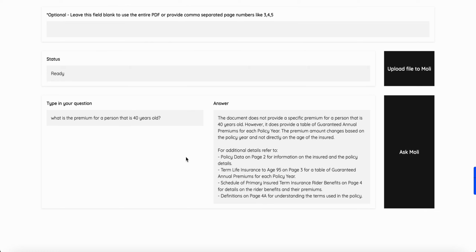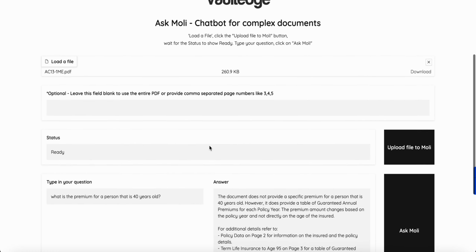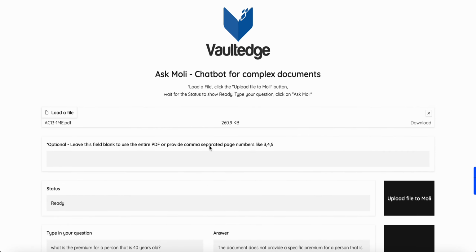Great. So that's the demonstration of Vaultedge LLM solution. Once again, Vaultedge LLM solution lets you take any complex document like an insurance policy document or a claim file and ask any complex questions to the model, which would be answered specifically from that document or documents that we upload into the model. Reliable, no hallucination, and to-the-point answers with additional detail offered through references to specific page numbers or sections.